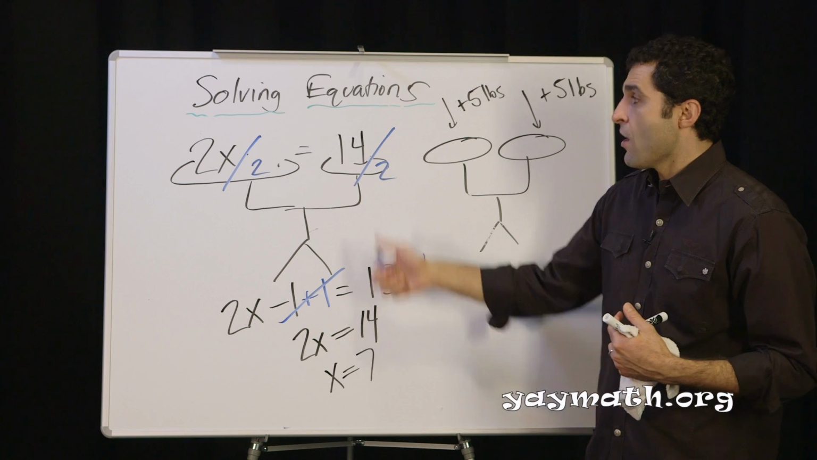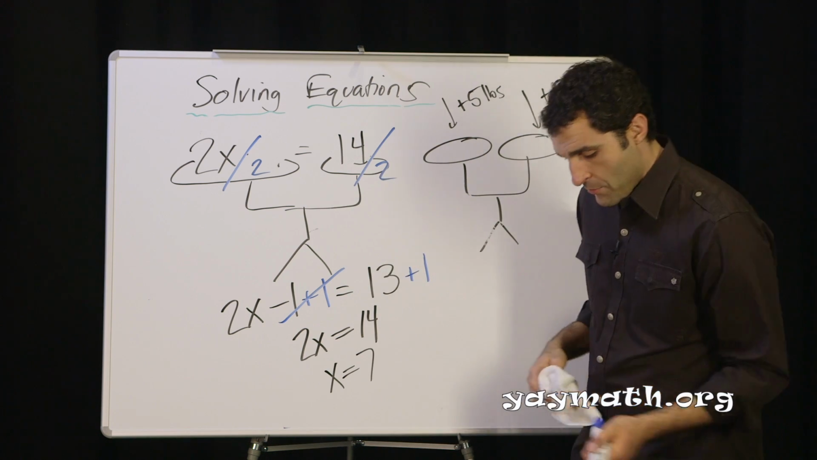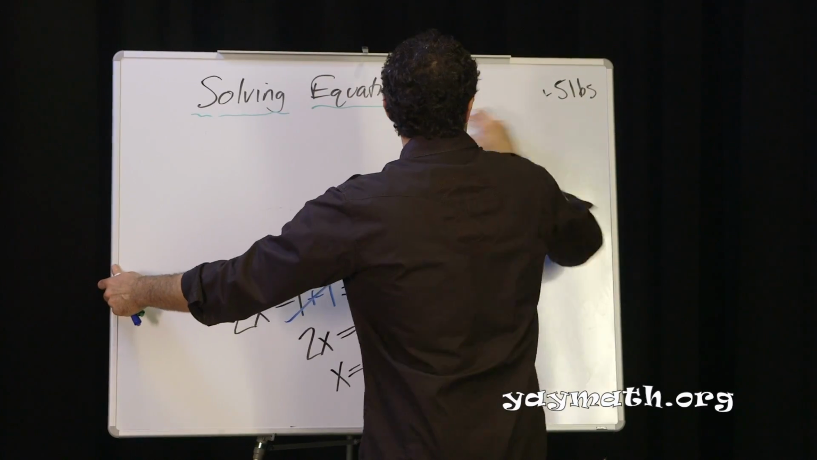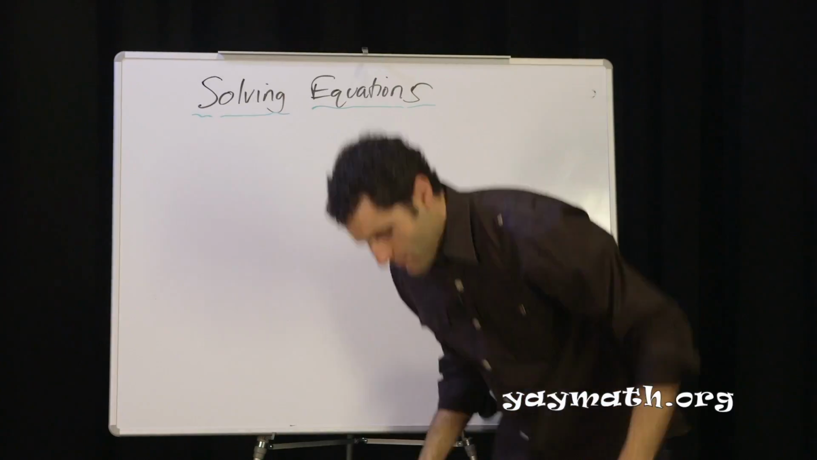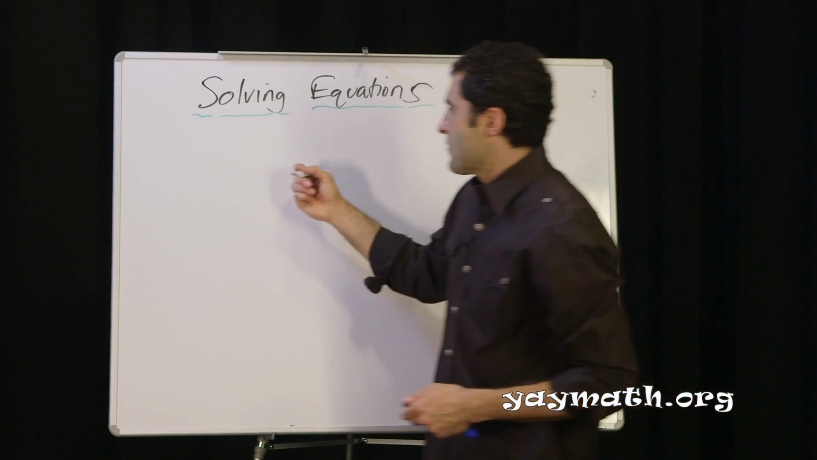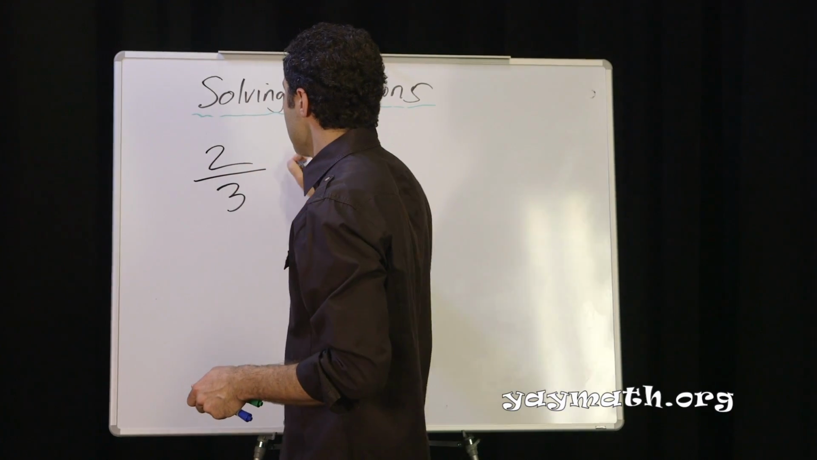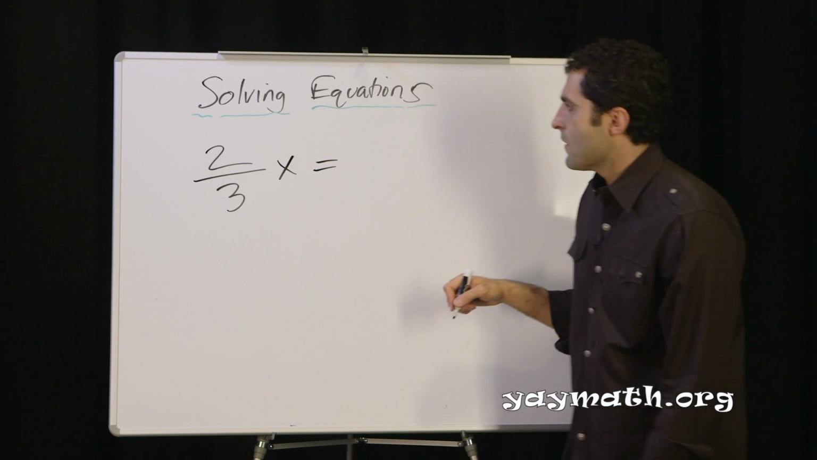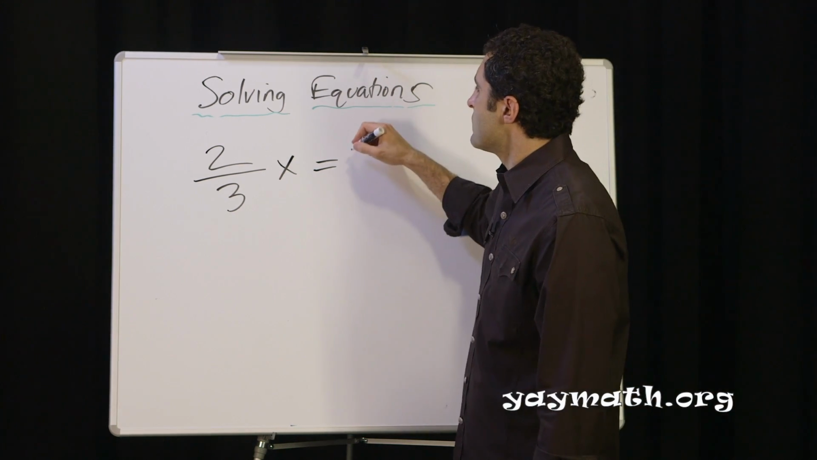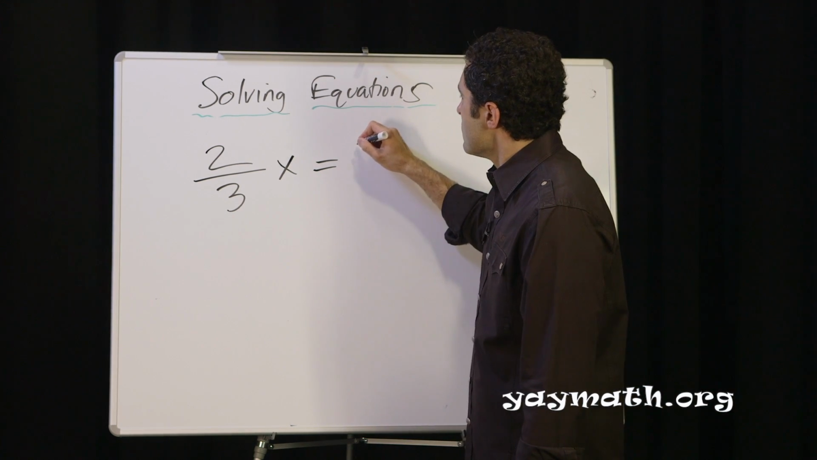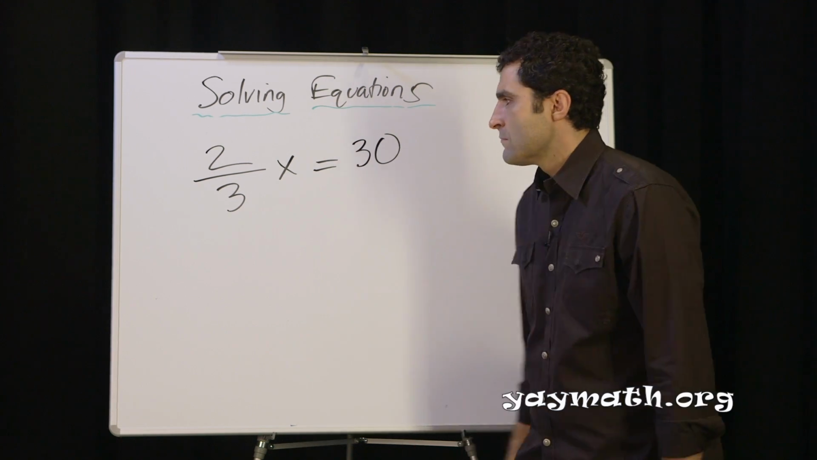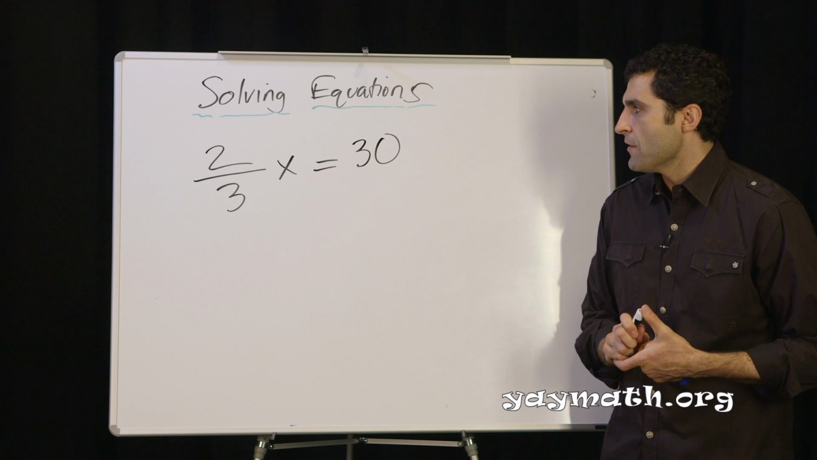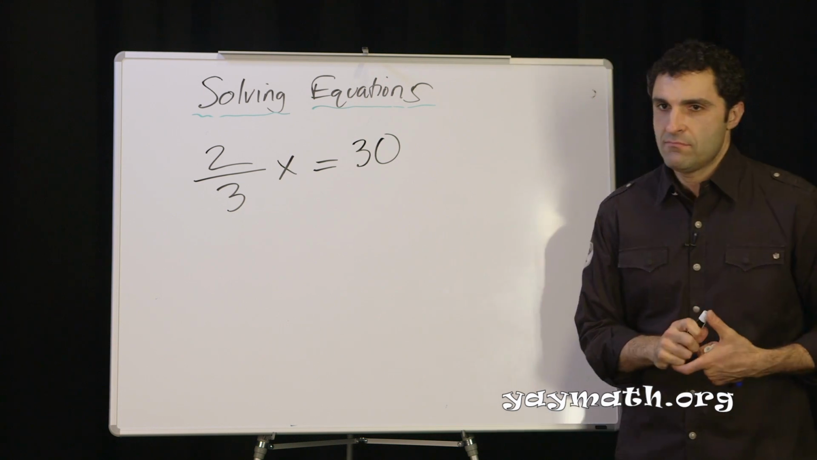And you'll get the answer, as long as you do the same thing to both sides. So now we're going to use that again and again. I'll put that there. So let's try it. 2/3 times some number equals, I don't know, 30. Sure. Let's do that. We can do that. 2/3 times some number equals 30. 2/3 times what number is 30?